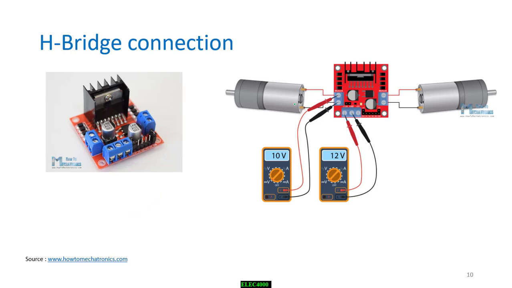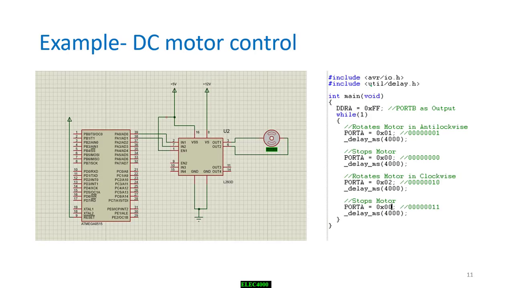Now the actual H bridge looks something like this. You can see it in the lab. If you remember, we took 3 labs already, and you have already seen the H bridge in the lab and you know how it looks. This is the DC motors connected. Now this is controlling a simple DC motor built on Proteus. This is the simulation and this is the code which is used.